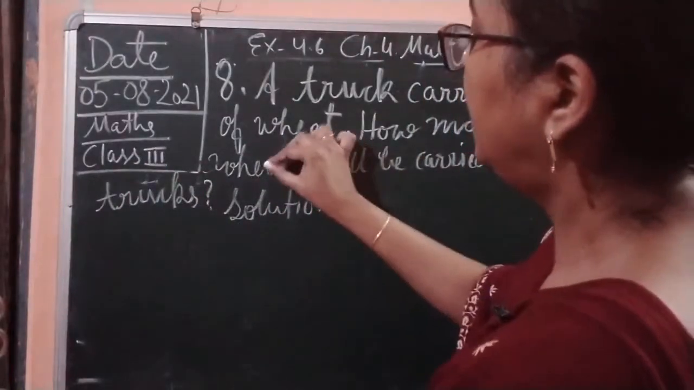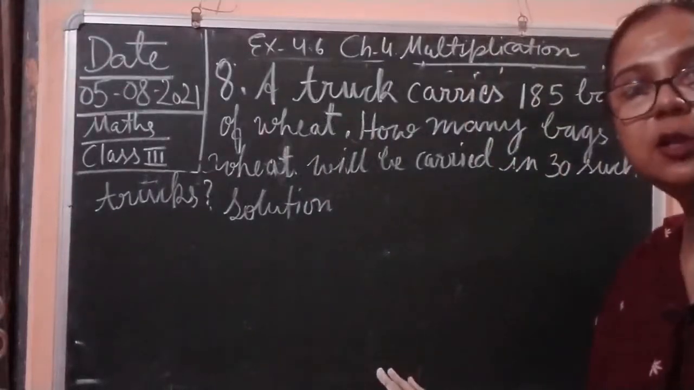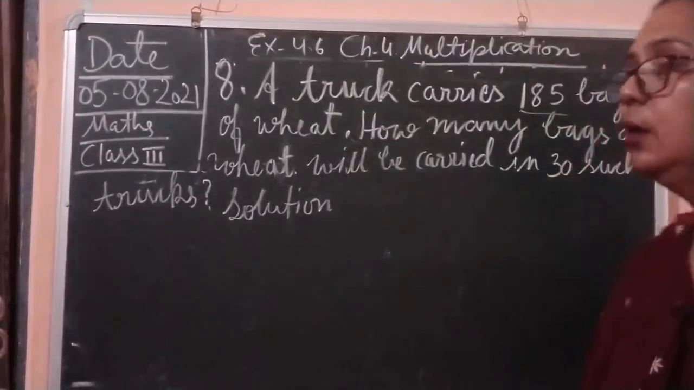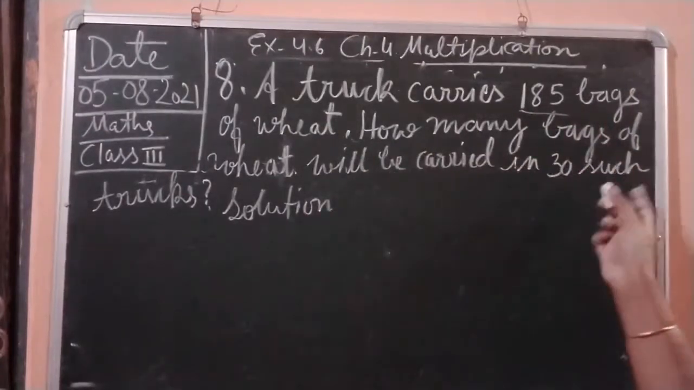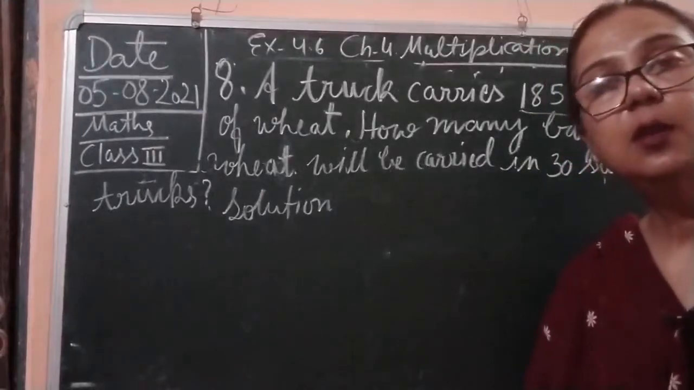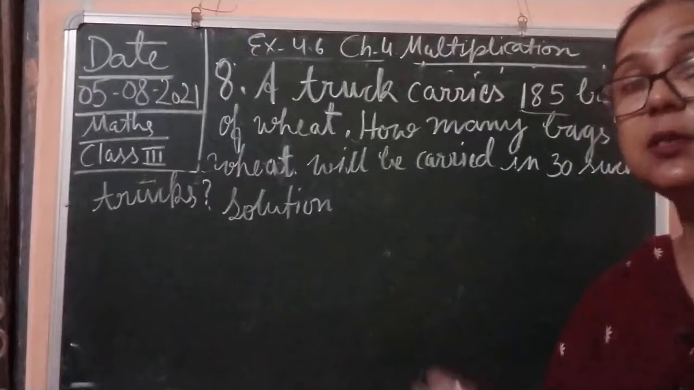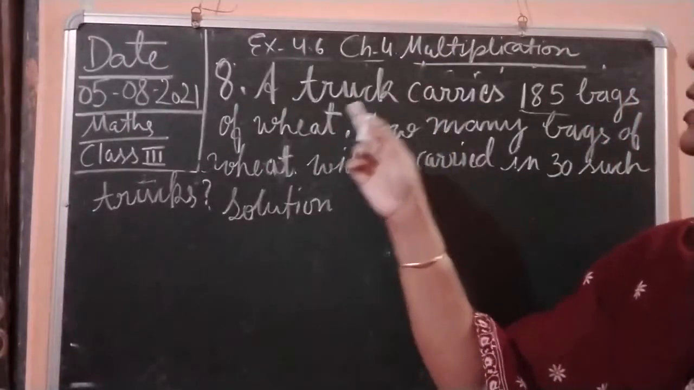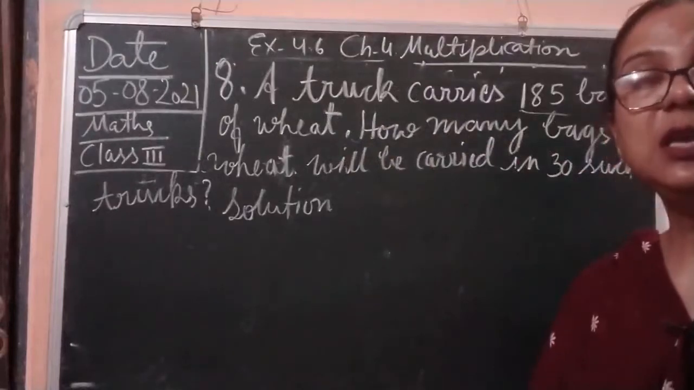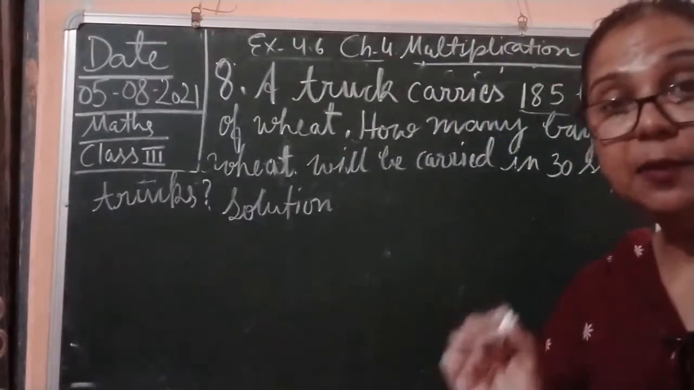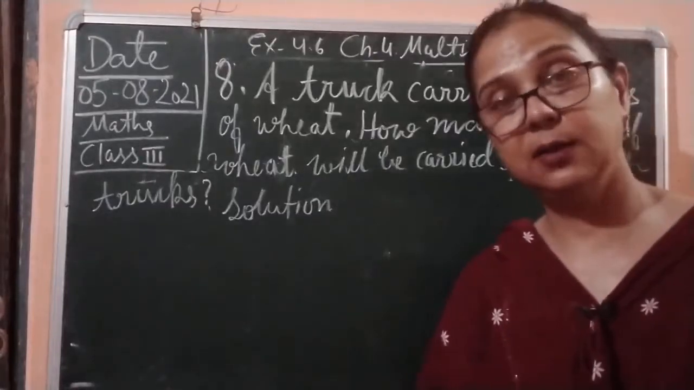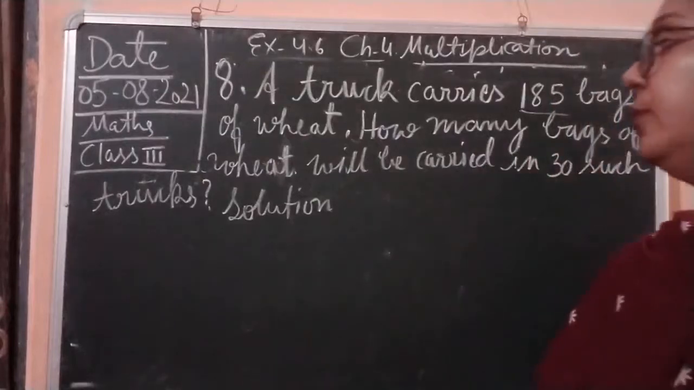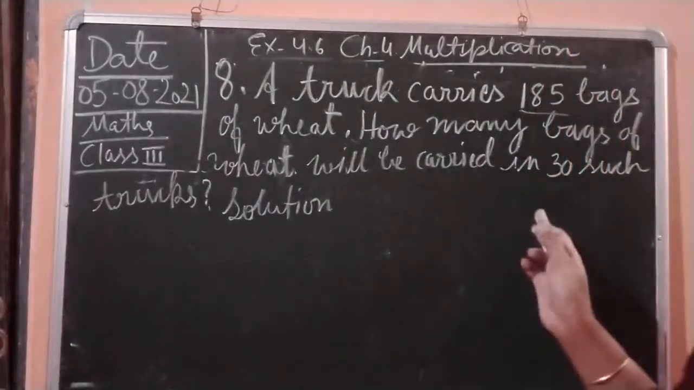First, we will understand what is written in this word problem. First of all, children, you can see a truck carries 185 bags of wheat. How many bags of wheat will be carried in 30 such trucks? Now here, children, you can see in this question the capacity of the truck is already given. A truck carries 185 bags of wheat. It means each truck has the capacity of carrying 185 wheat bags. Now the question is, how many bags of wheat will be carried in 30 such trucks?